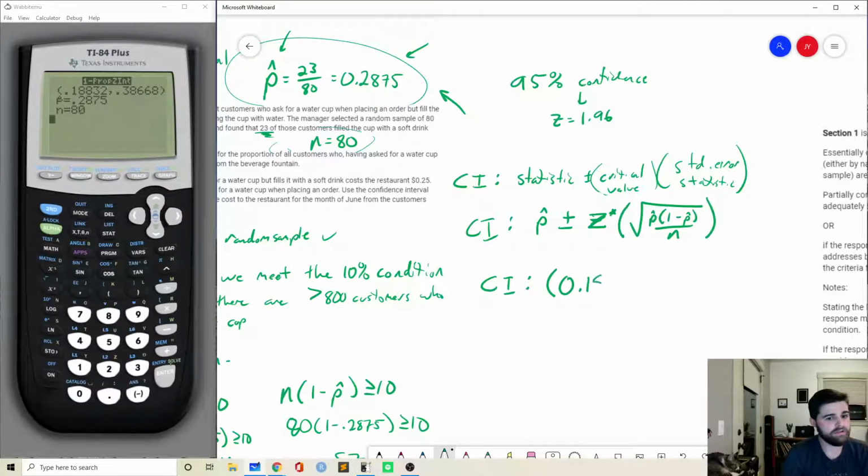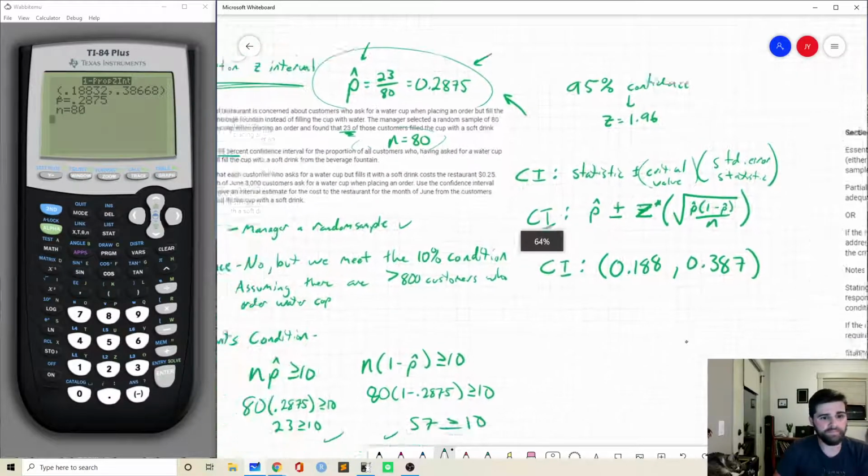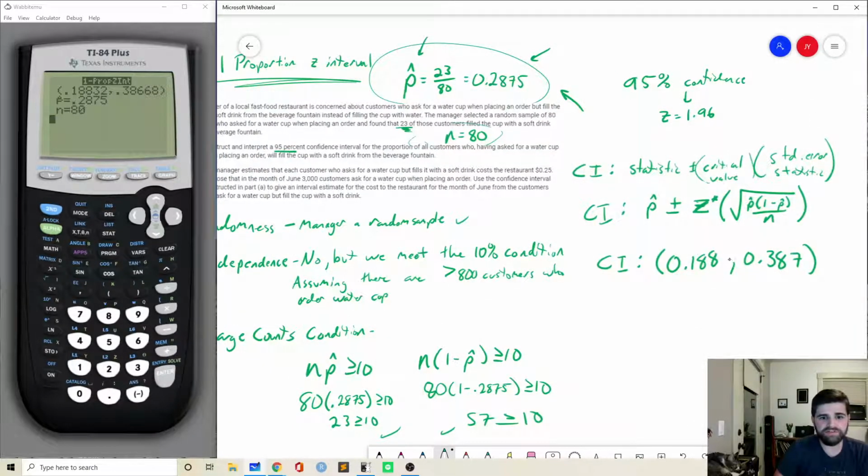So this looks like a good answer, from about 18.8% to about 38.7%. So we should have a confidence interval that surrounds our p hat, and 0.28 is right in the middle of 18 and 38. So this is looking pretty good. So I've got my confidence interval calculated. Notice I didn't actually do the math. I used the calculator, and that's totally fine as long as you include something like this formula, something to make sure you've identified what you're doing. The formula is a great way to do it.